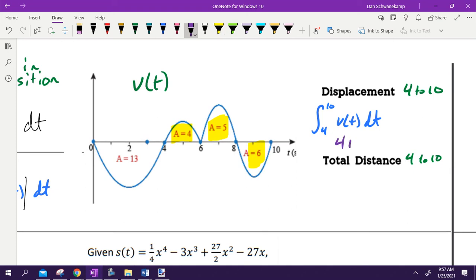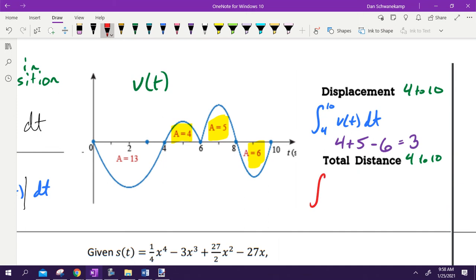But what do I got to do with that 6? Subtract it, because I'm doing the change. And if it's below the x-axis, that's a negative. 4 plus 5 is 9, minus 6. The displacement is 3. That means the position change was 3 during that time interval. That is different than total distance traveled.